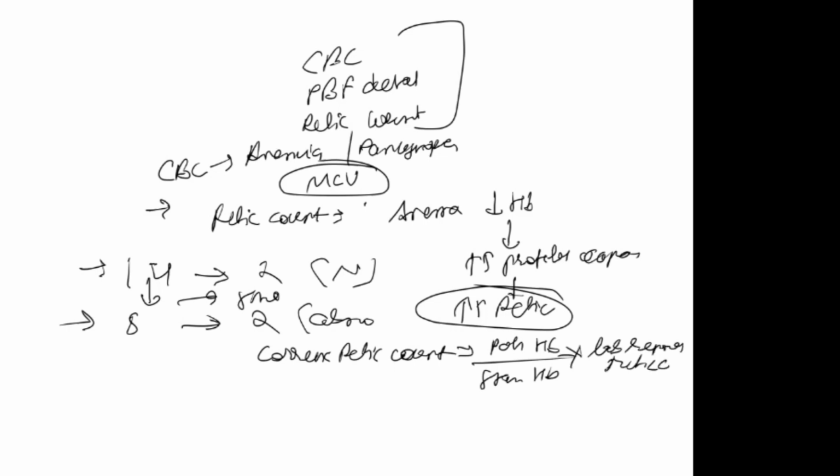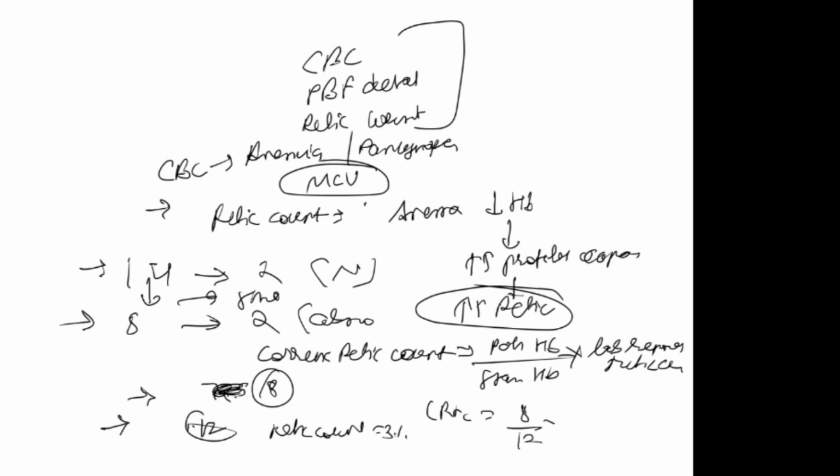For example, if the patient is having hemoglobin of, let's assume 7.5, we take it as 8, and we consider standard hemoglobin as 12, and retic count is 3%. So what will be the corrected reticulocyte count? That will be 8 by 12 into 3. It is 2 by 3 into 3. That will be 2%. Okay. So this will be the corrected reticulocyte count.